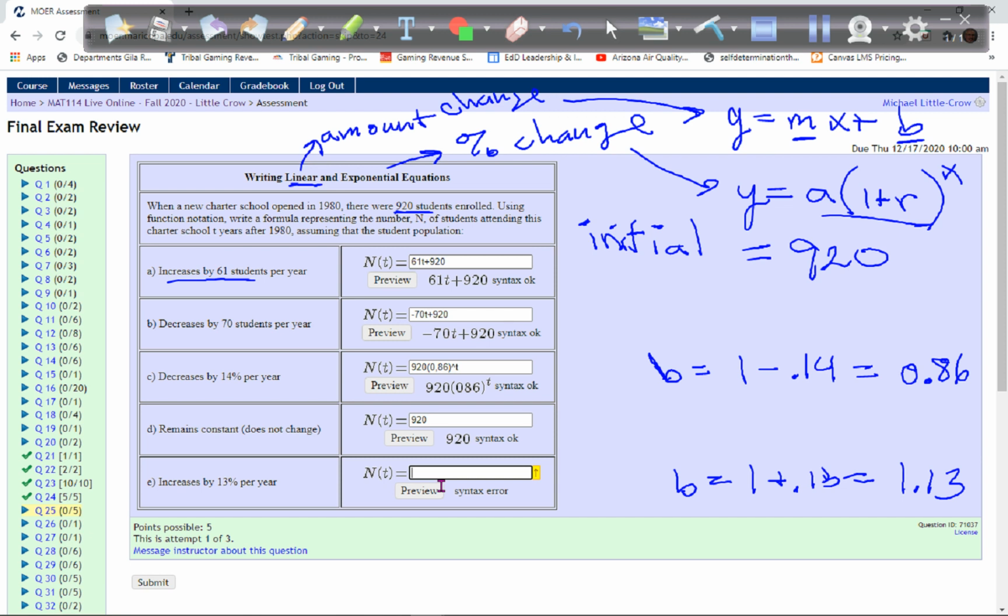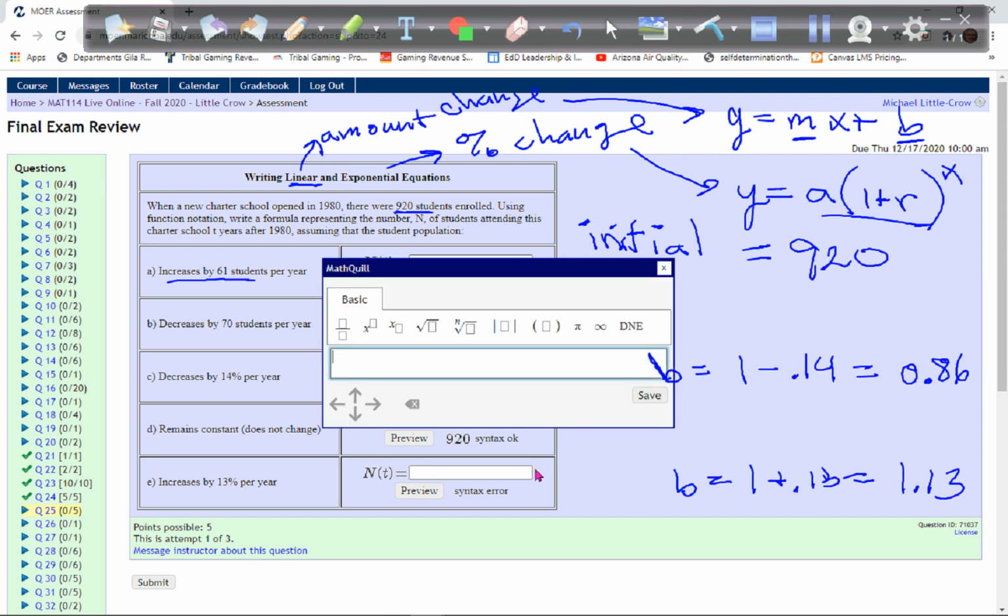Well, let's go ahead and use the little yellow up arrow here, and we'll put in, again, it's always 920 because that's what we started with. Our base is 1.13, and that needs to be raised to the t power.